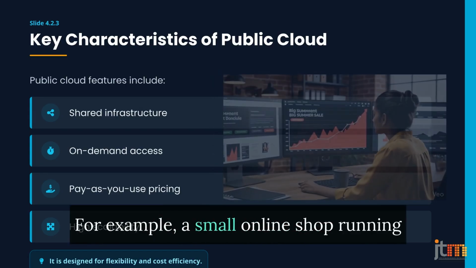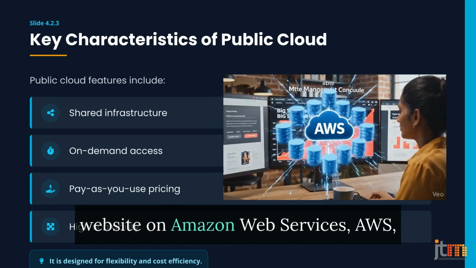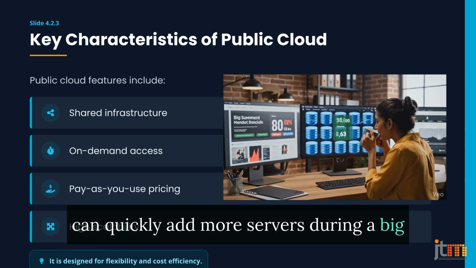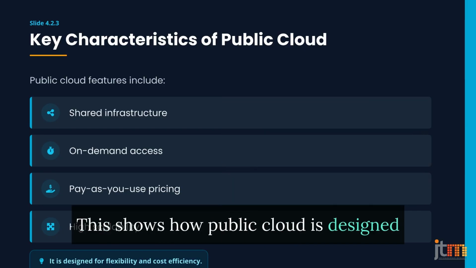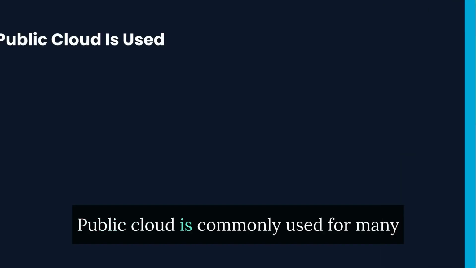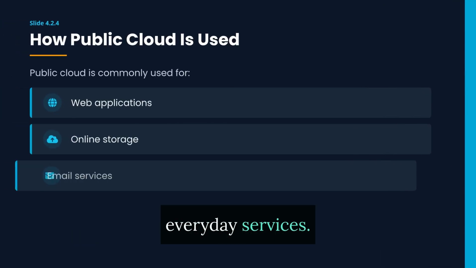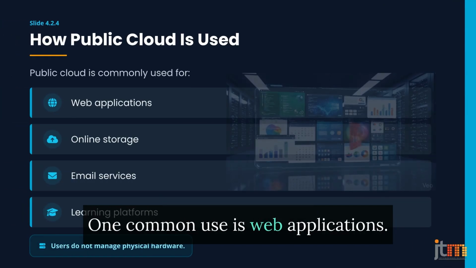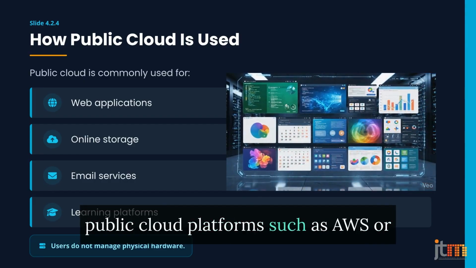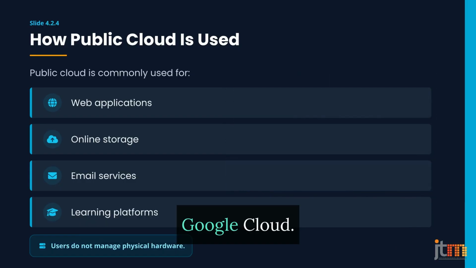For example, a small online shop running its website on Amazon Web Services, AWS, can quickly add more servers during a big sale. This shows how public cloud is designed for flexibility and cost efficiency. Public cloud is commonly used for many everyday services. One common use is web applications. Many websites and mobile apps run on public cloud platforms such as AWS or Google Cloud.